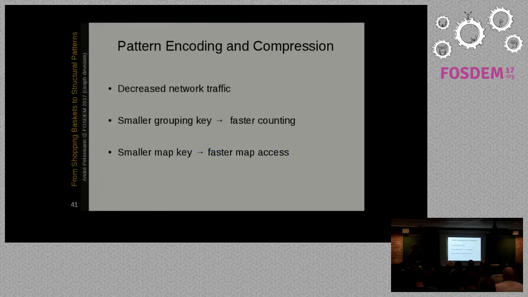And the effect of this is we decrease network traffic, because the patterns shuffled over the network are smaller. We have a smaller grouping key in the group by operation, which means this is notably faster. And also for the map access, when we access the embeddings of our patterns, we have much smaller map keys, so this is also more efficient.